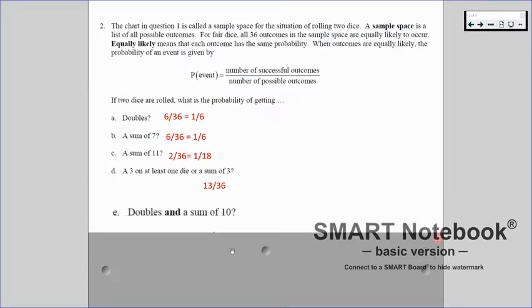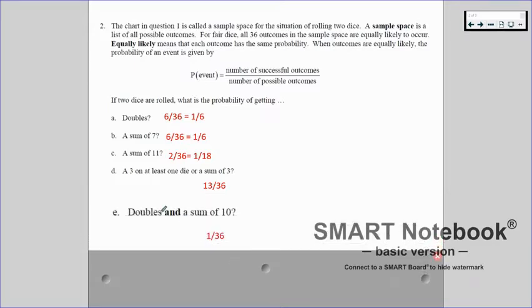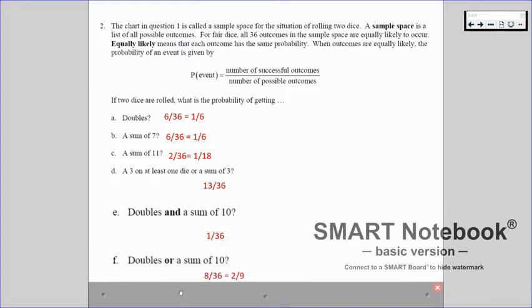Doubles and a sum of 10. That means that you have to do both of those things, doubles and a sum of 10. So doubles and a sum of 10 is going to put us at 5, 5. So there's only one of those. And then doubles or a sum of 10, that one's going to end up being 8. For a sum of 10 or doubles, there are 6 doubles. And then sums of 10, there are 4 of those, and 2 of those are not doubles. So 6 plus 2 ends up being 8 out of 36, which simplifies to 2/9.